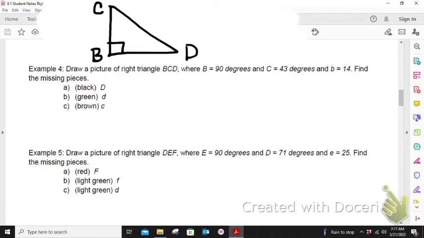So they told us that big B has to equal 90. And then we know that capital C is 43. So I'm going to put that in my triangle. And then they said little b is 14. So that will go there. We have to find 3 things. So take a minute. First, the easiest thing to find would be this angle. So go ahead and use your triangle sum to find angle D.